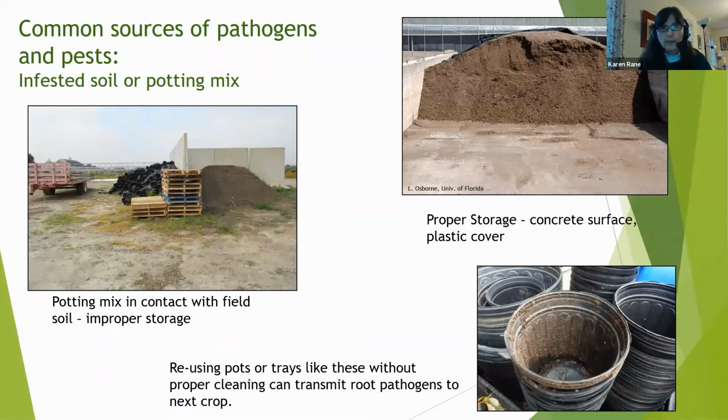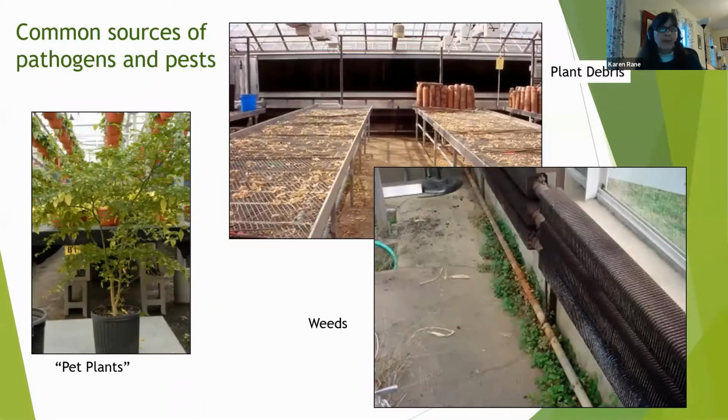Proper storage for soilless mixes would be storing on a concrete surface with plastic over the top so it's not exposed to blowing dust from nearby fields or rainwater. And you also have to keep in mind the soil or the potting mix that clings to the containers that you might be using. If there were crops grown in those containers beforehand, like the picture here in the lower right, you can see the potting mix left in there. The microbes, the pathogens, can be carried in that debris as well. And so you don't want to be reusing pots or trays without doing some sort of cleaning before you use them the second time.